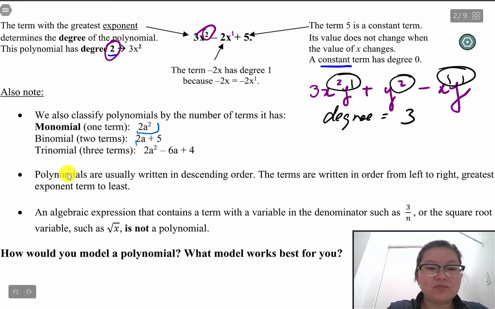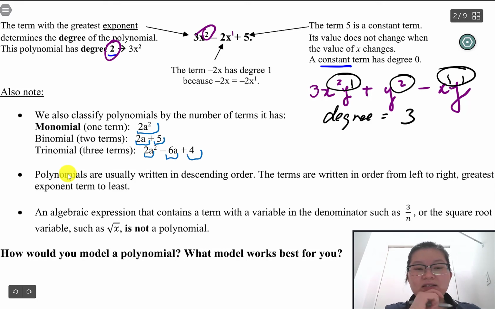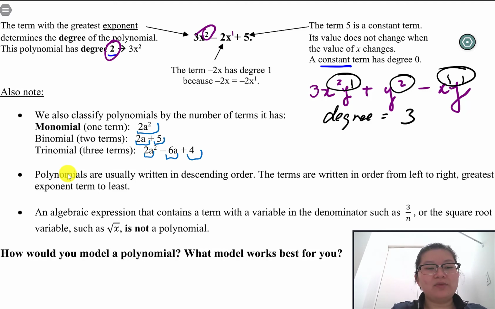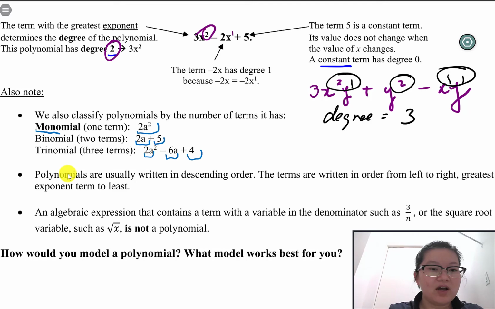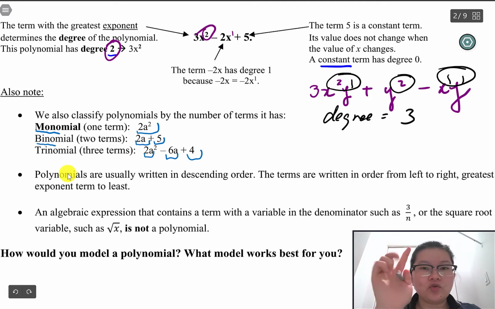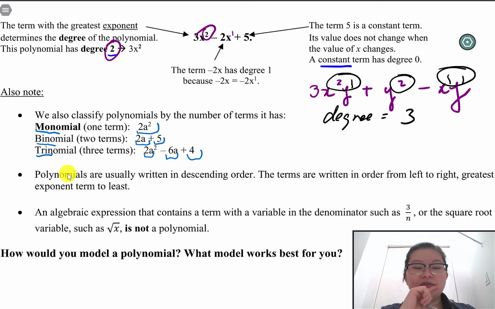This is 2 terms, 2a and then plus 5, separated by a plus sign. Here we have 3 terms, separated by minuses and plus signs. The polynomials that have 1 term are called monomial, just like something is monotone, the same tone, only 1 tone. Binomial, like binary, 2. Trinomial, like triangle. That's for 3 different terms.